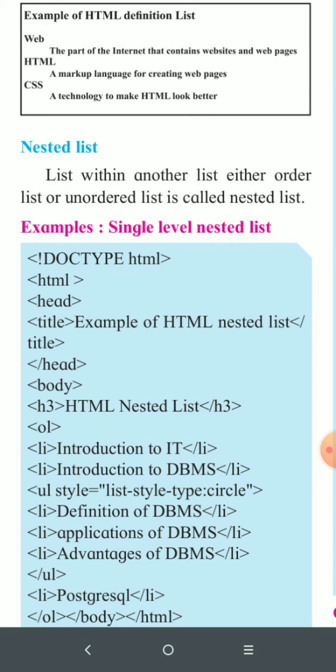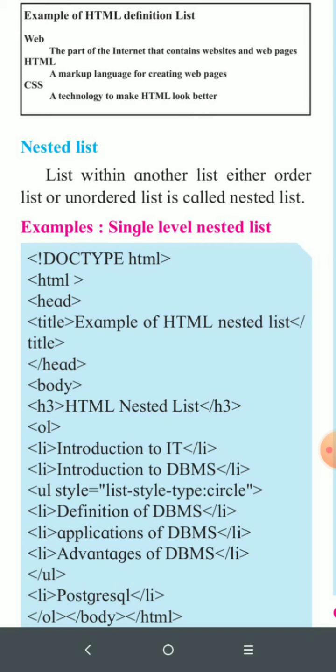Suppose we used an ordered list here, and now we have to display the subjects of commerce and science. For those subjects we can use a different listing type. So that is called a nested list. Now see the example. They have taken an HTML nested list, and written the introduction to DBMS chapters.